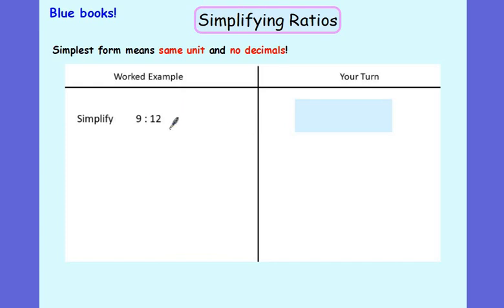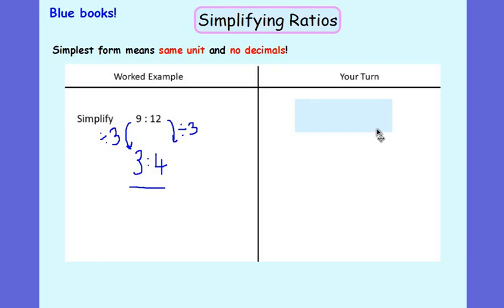Okay, I'm going to go through an example, then you're going to do an example. I've asked you to simplify 9 over 12. What number goes into both 9 and 12 for me, Theo? 3. Awesome. So I can divide both sides of my ratio by 3, just like if it was a fraction. And that leaves me with 3 to 4. I can no longer divide that ratio any further, otherwise it's going to give me a decimal. So that is my simplest form.